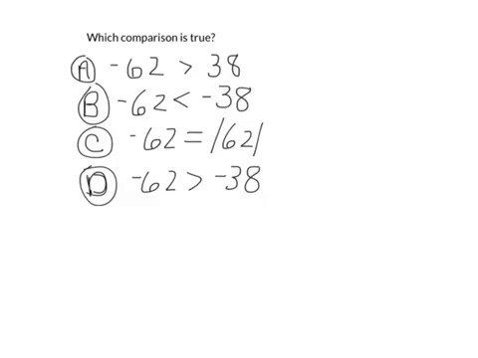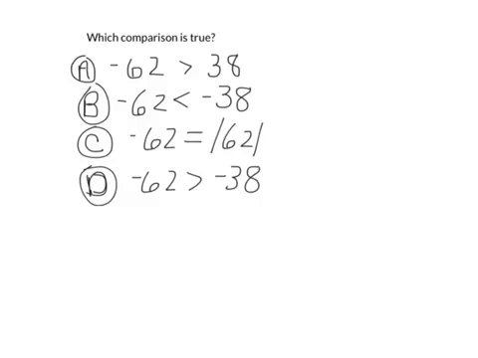Which comparison is true? When they do something like this, make sure you check every single one. If you get to one and you go, oh, this one's true, there could possibly be more than one right answer, but even if there's not, if you find that you think 2 of them are true, you need to go back and look at them carefully and see if you didn't make a mistake.